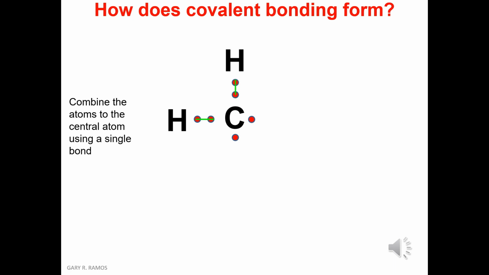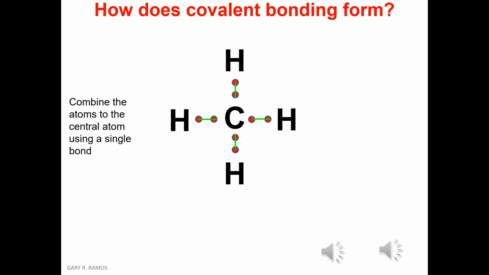The second hydrogen atom will share its valence electron to carbon, making the total number of valence electron of carbon 6. The third hydrogen atom will share its valence electron, making the total number of valence electron of carbon 7. Finally, the fourth hydrogen atom will share its valence electron to carbon, making the total number of valence electron of carbon 8, and that would be stable.